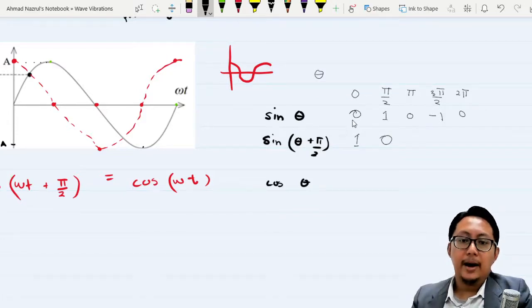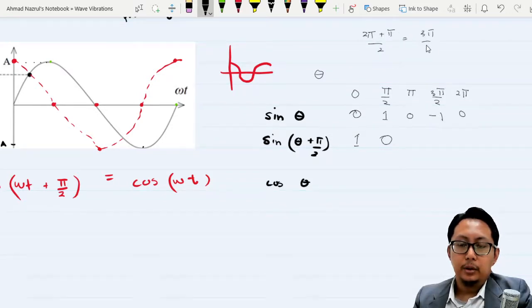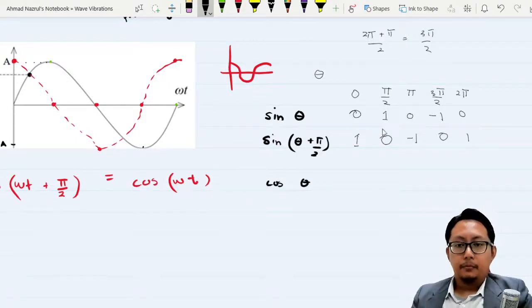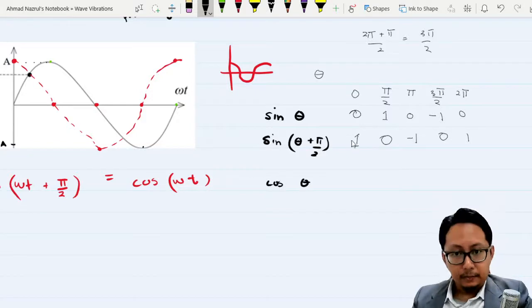Okay, pi plus pi over 2 becomes 3 pi over 2, and 3 pi over 2 is minus 1 here. For theta 2 pi plus pi over 2, you can get 5 pi over 2, which is 1. So sine 2 pi is 0, and it will continue to 1. So it shifted, okay, for pi over 2.